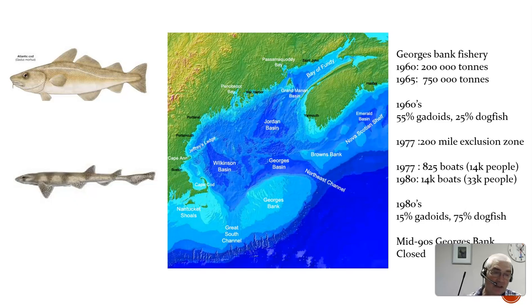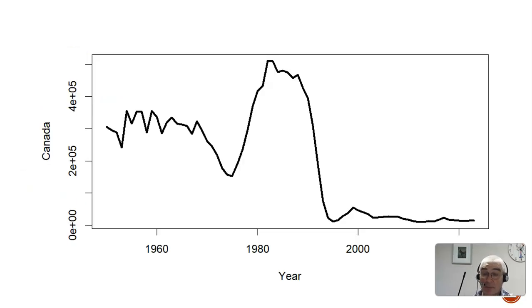And dogfish survive being captured because, unlike cod, they don't have a swim bladder. So quite often the survival rate of gadoids is much higher than dogfish. But then there was a bit of the fishery that didn't continue, and what happened was in the 90s.